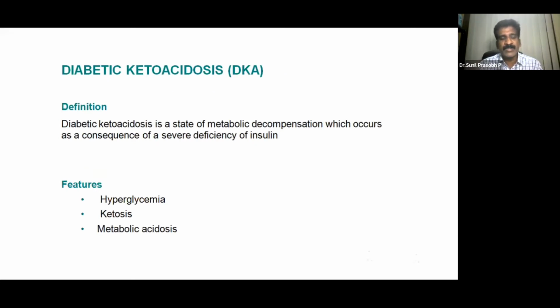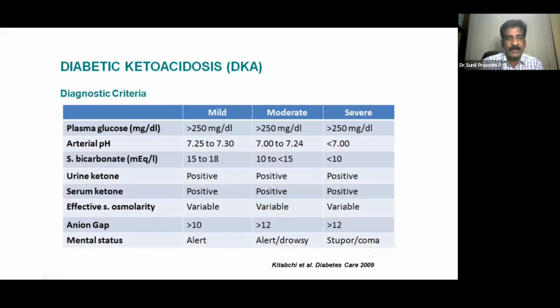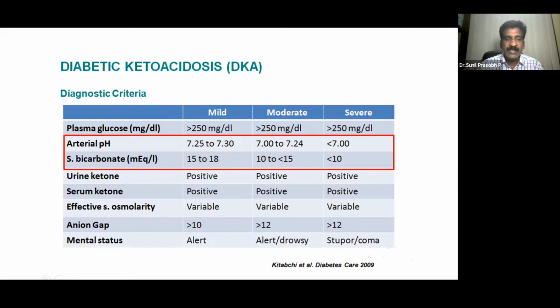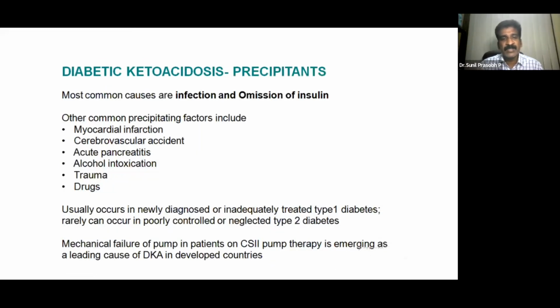Diabetic ketoacidosis is a state of metabolic decompensation which occurs as a consequence of severe insulin deficiency. And the triad of diabetic ketoacidosis is hyperglycemia, ketosis, and metabolic acidosis. Now, diabetic ketoacidosis is differentiated into mild, moderate, and severe, basically based on the arterial pH and bicarbonate. Moderate and severe diabetic ketoacidosis is very dangerous, and they need admission and intensive treatment.